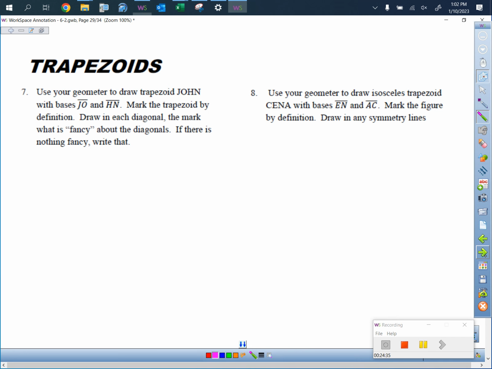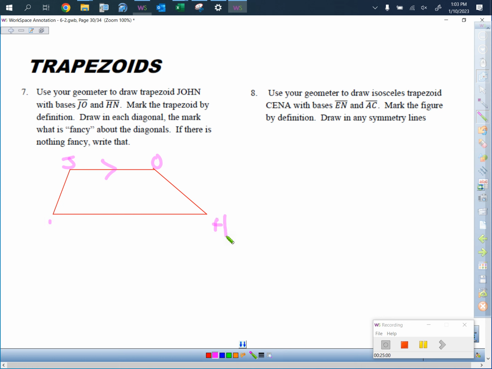Number 7, what are we drawing? Isosceles trapezoid or plain Jane trapezoid? Plain Jane. So do your best to draw something like this. Don't use the isosceles trapezoid because he's going to confuse you more than he's going to help. Get your bases in there. JO is the base in segment HN. Remember, when you go around, it's got to spell John, so you got to make sure you put the H's and the N's in the right place.